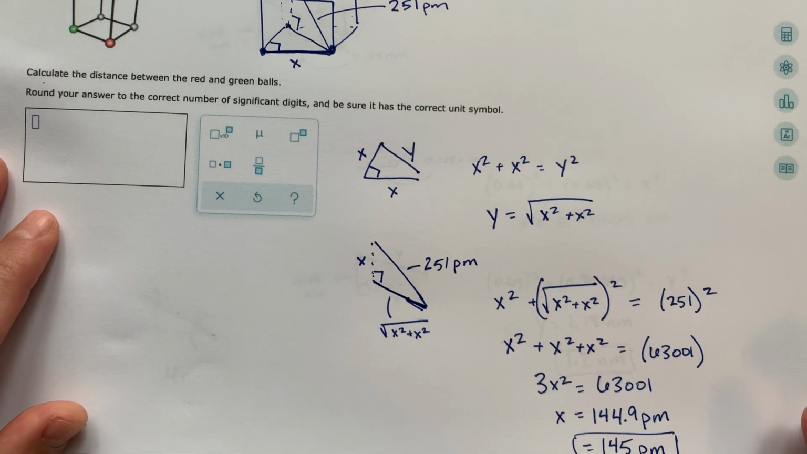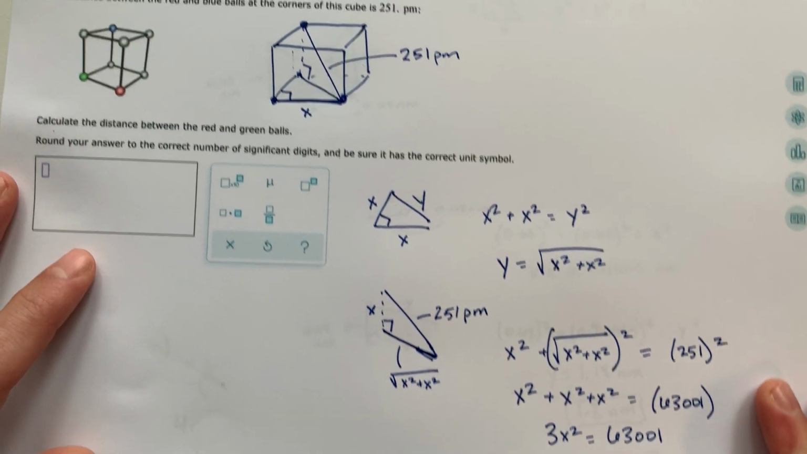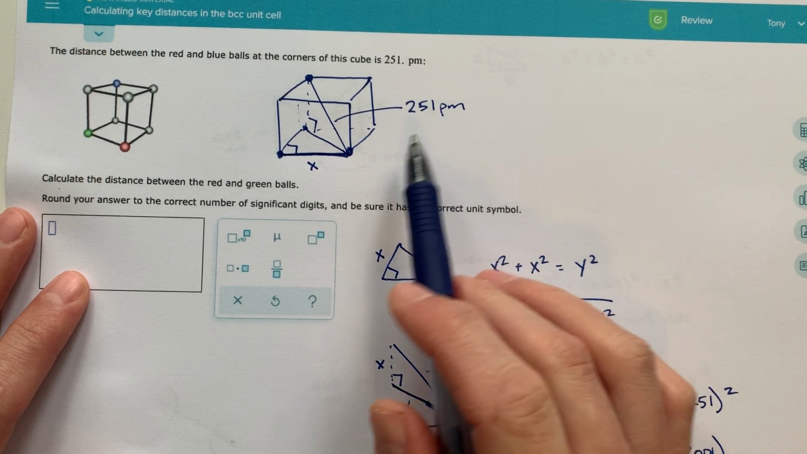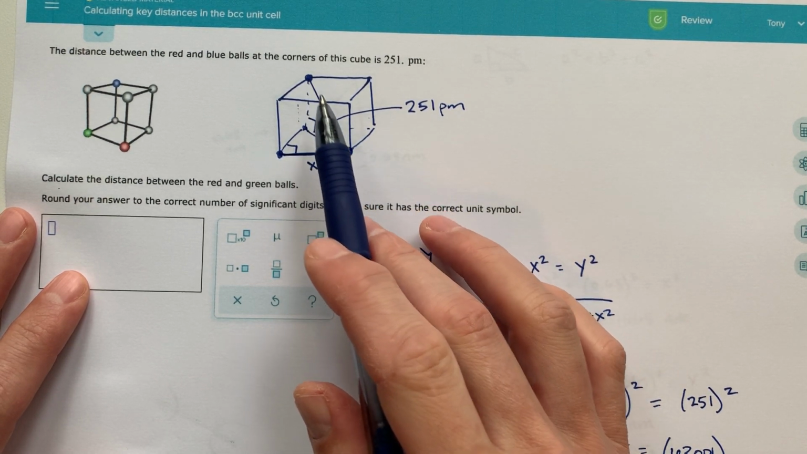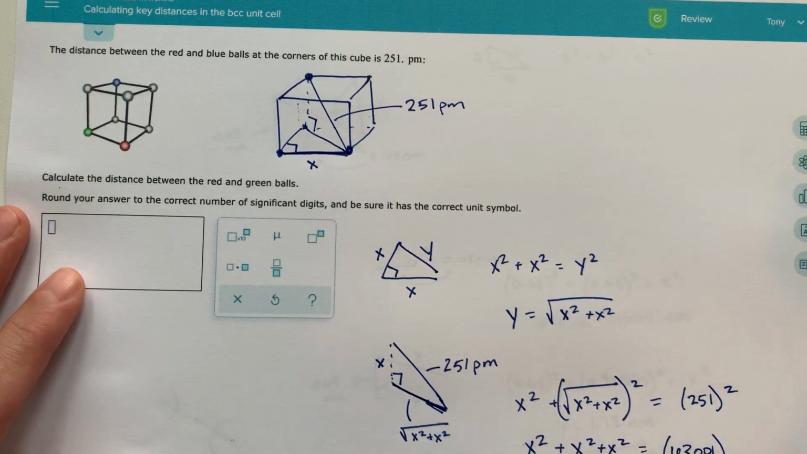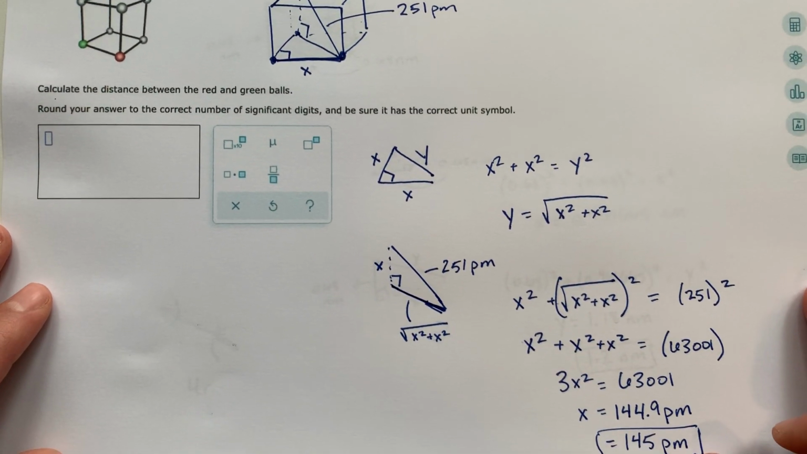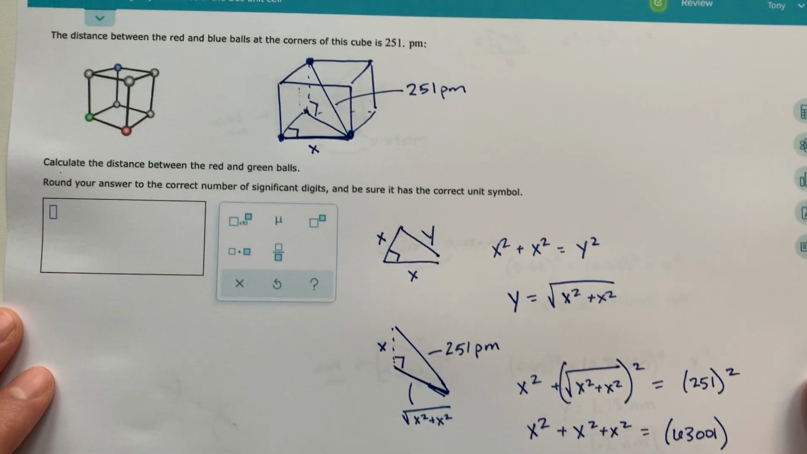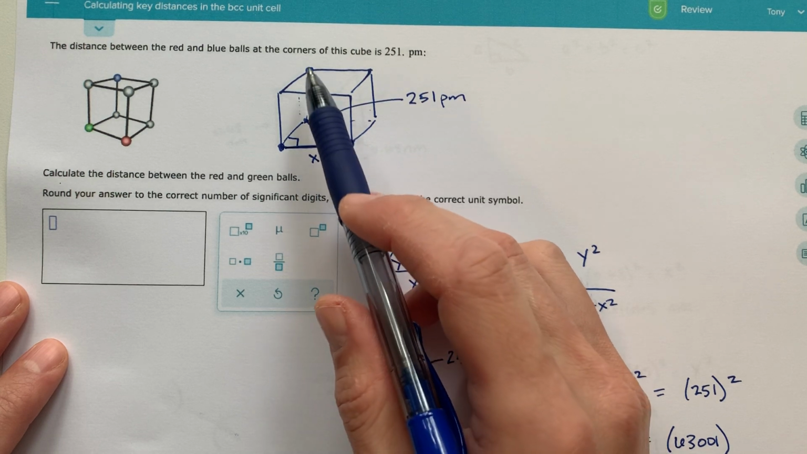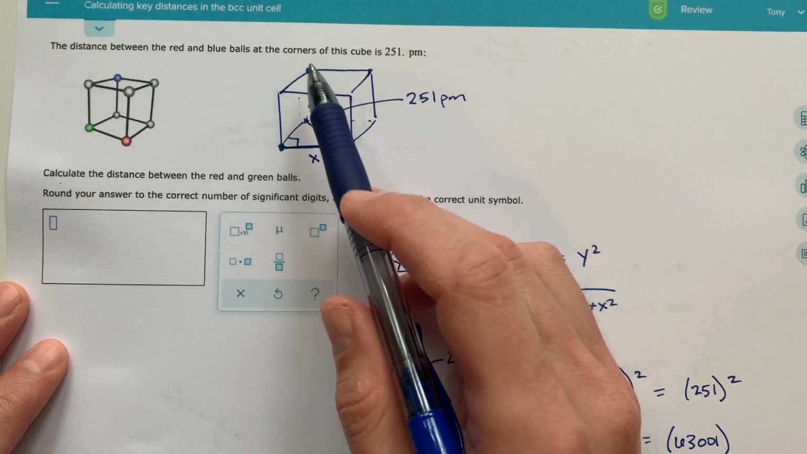So again, if we wanted to talk about the radius in this case, the radius would just be 251 divided by 4, because that's that 4r distance for the radius right here. But obviously, in this case, we don't need to worry about it. If you were given the radius, and you wanted to figure out what this distance is here, it would just be the radius times 4. That would be another way to figure that out.